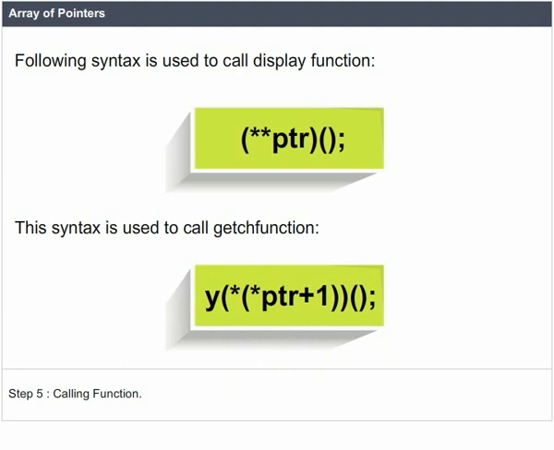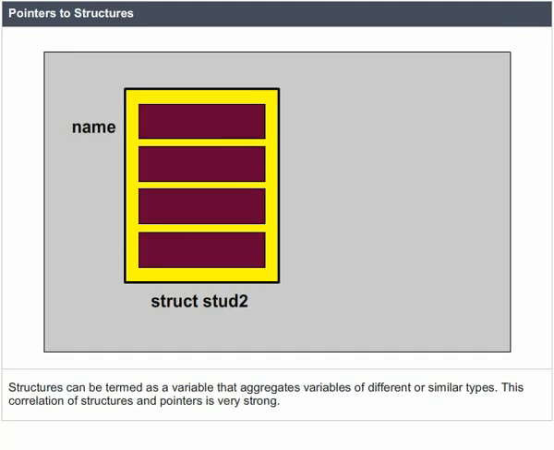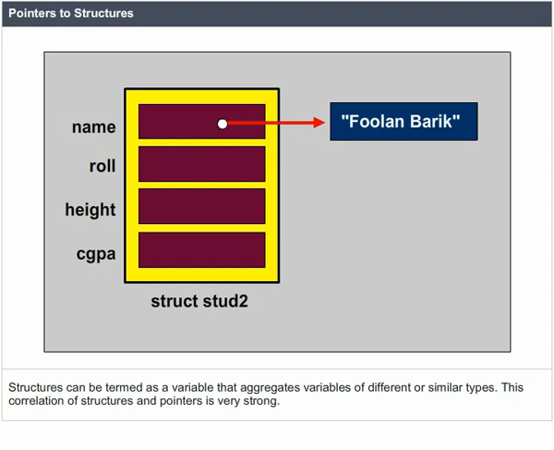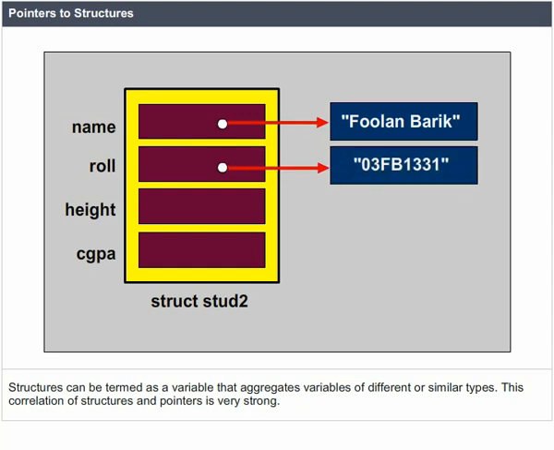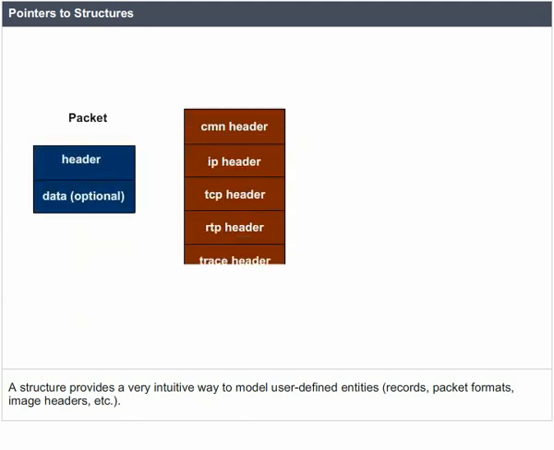Pointers to structures. A structure is a collection of variables within one variable. Structures can be termed as a variable that aggregates variables of different or similar types. This combination of structures and pointers is very strong. A structure provides a very intuitive way to model user-defined entities (records, packet formats, image headers, etc.).